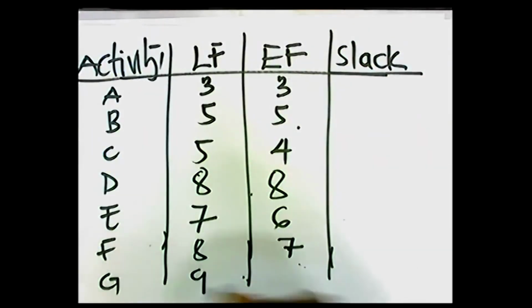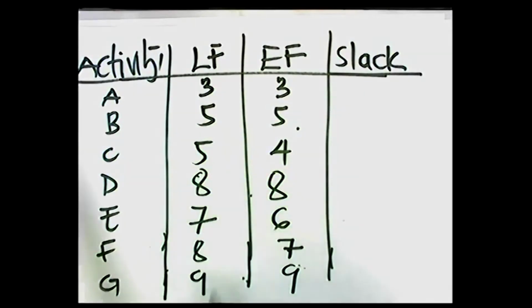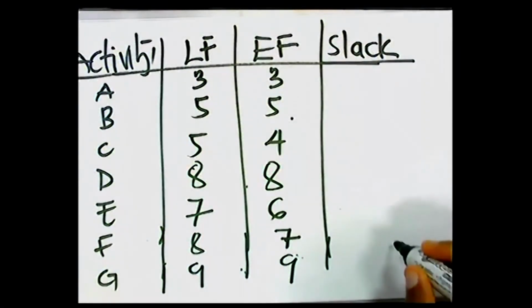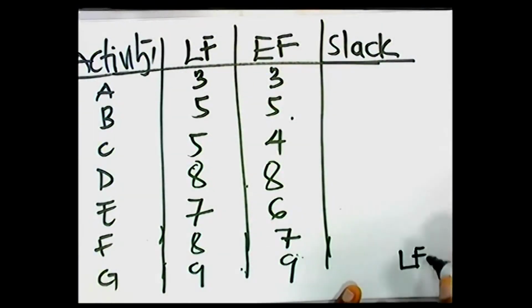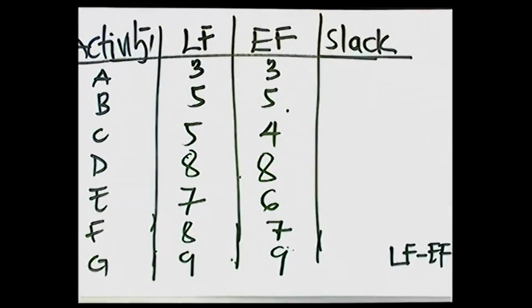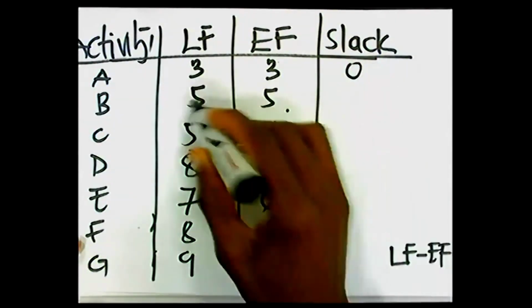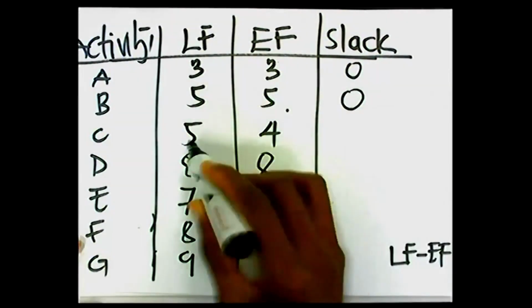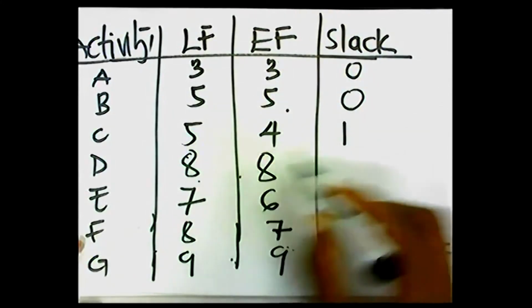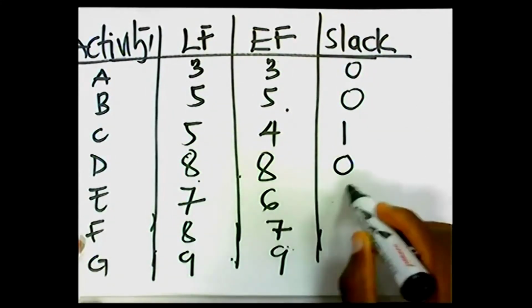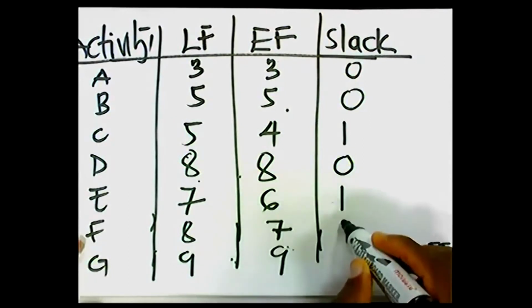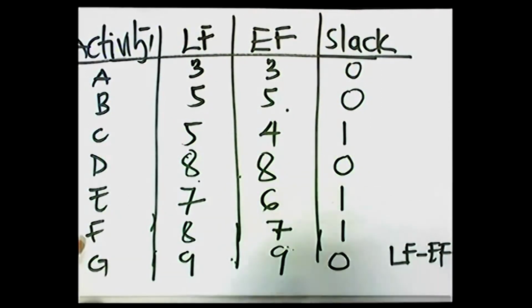Okay, 9, 9. So like I said, to find your slack, it is just your latest finish time minus your earliest finish time. Okay, so I hope this is clear, and I've written it here. So we'll just do this minus this is 0, this minus this is 0, this minus this is 1, this minus this is 0, this minus this is 1, this minus this is 1, and this minus this is 0. Okay, so now we are done.